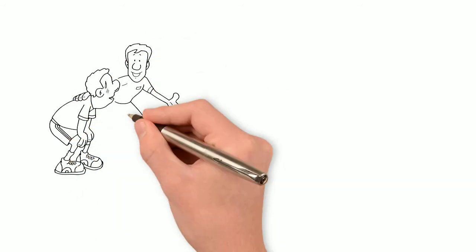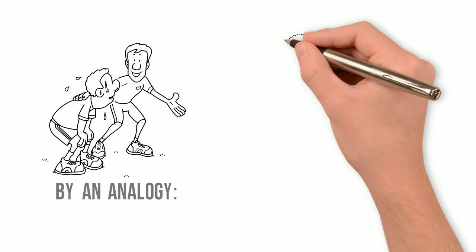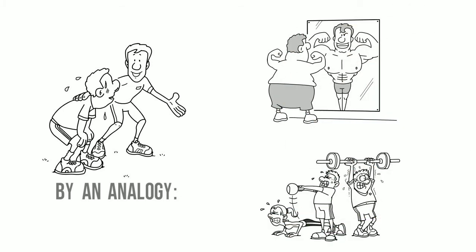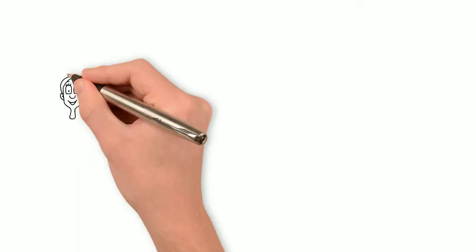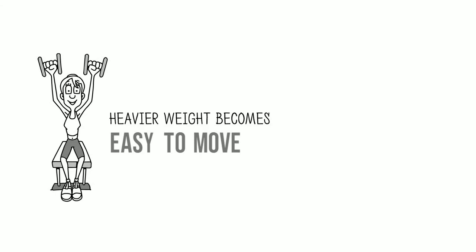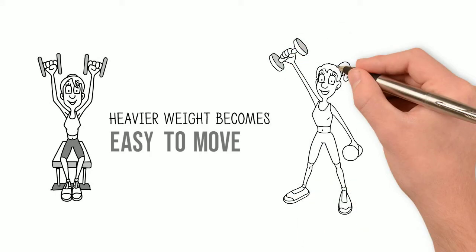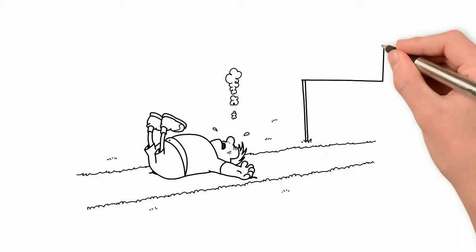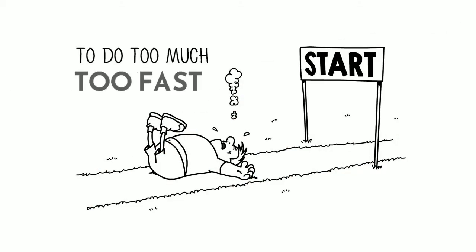How you start is best described by an analogy. If you want to build a given muscle, you start by lifting slightly heavier weights than you find comfortable. The body will then soon adjust, and that heavier weight becomes easy to move. Only then do you increase the resistance by increasing the weight. Your body will soon tell you if you have tried to do too much too fast.